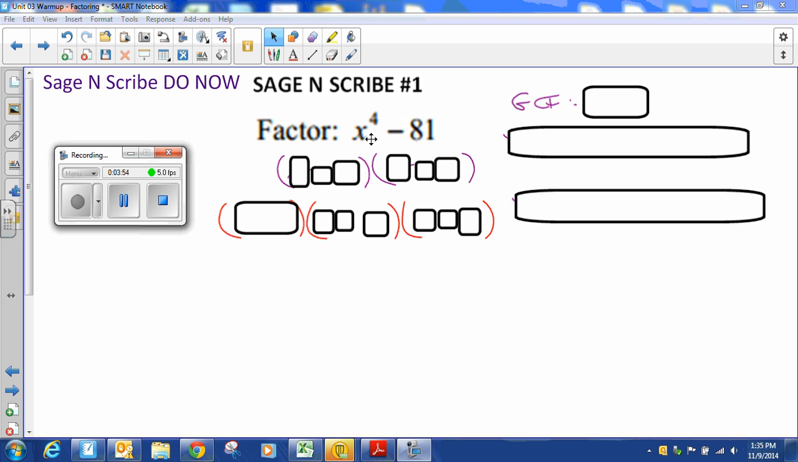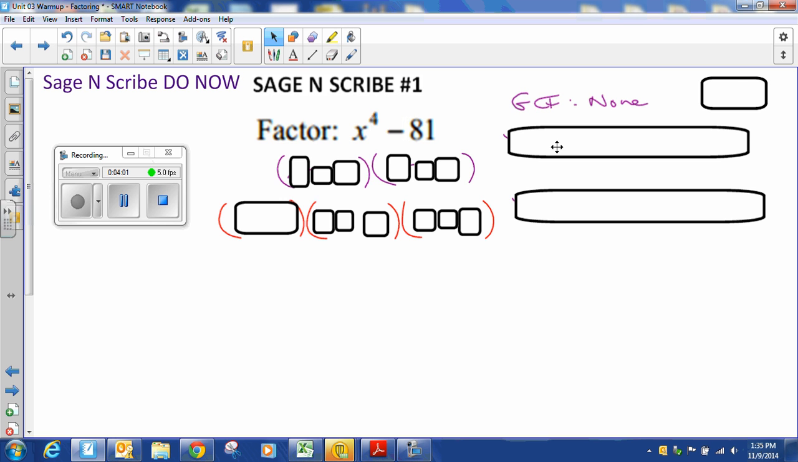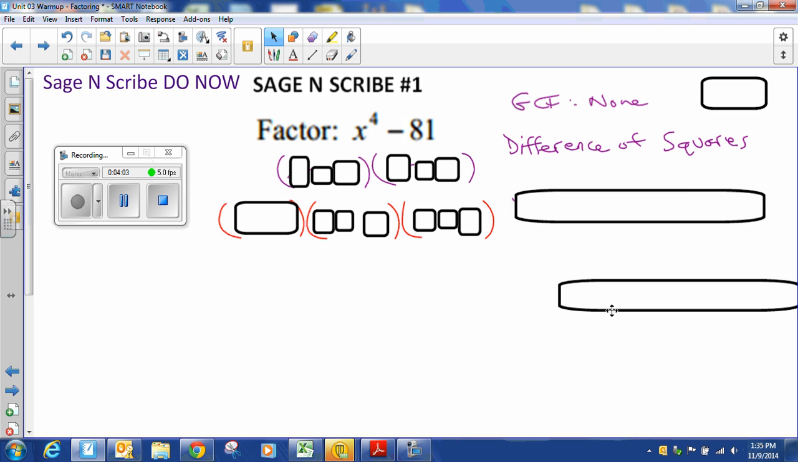So we have x to the 4th power minus 81. Can we factor a greatest common factor? No, we cannot. There is none. I'm going to recognize that this is a difference of squares. So the first term is x squared.